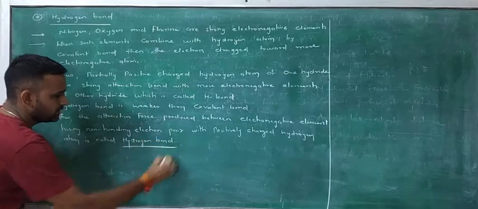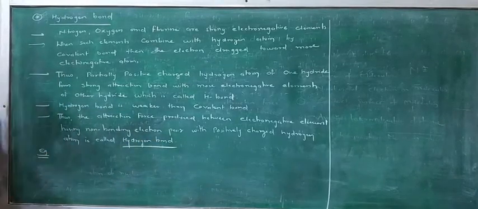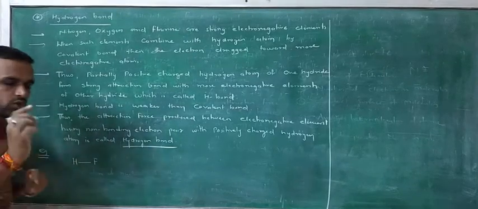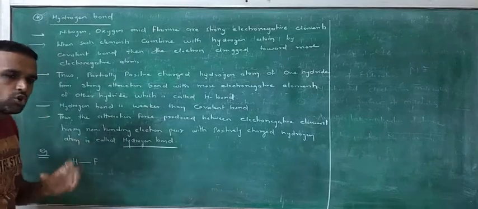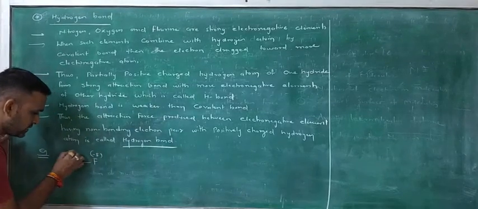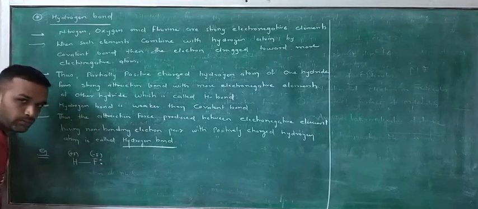We'll take an example. See, if I write here hydrogen fluoride, which one is the more electronegative element? Fluorine. So all the electrons are attracted towards the fluorine, so it carries a partial negative charge and the hydrogen carries a partial positive charge. So whatever the bond is there, it becomes polar. So here a non-bonding electron pair is there.